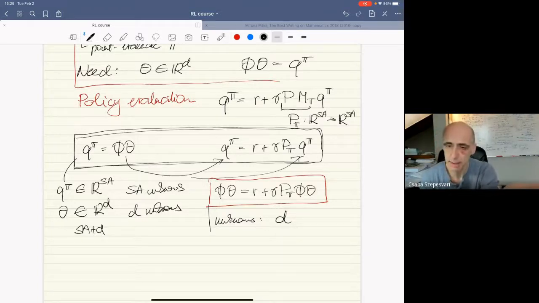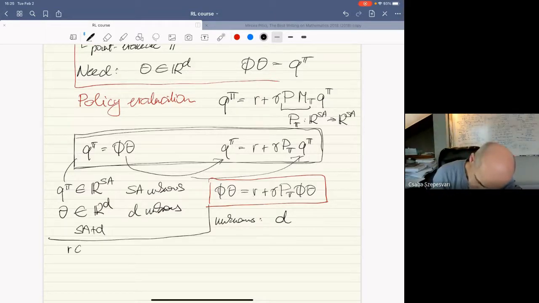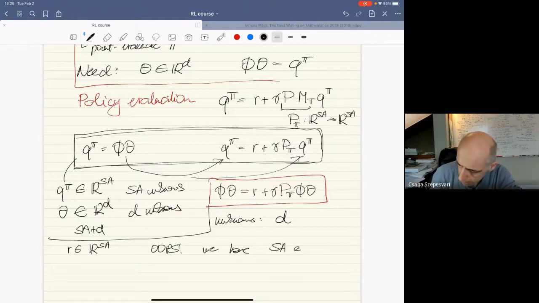But hang on for a second, how many equations do we have here? These are vectors. What's the dimensionality of vector R? That's the easiest guy. What space does R live in? It's SA, right? So R lives in R to the SA. So we have SA equations.